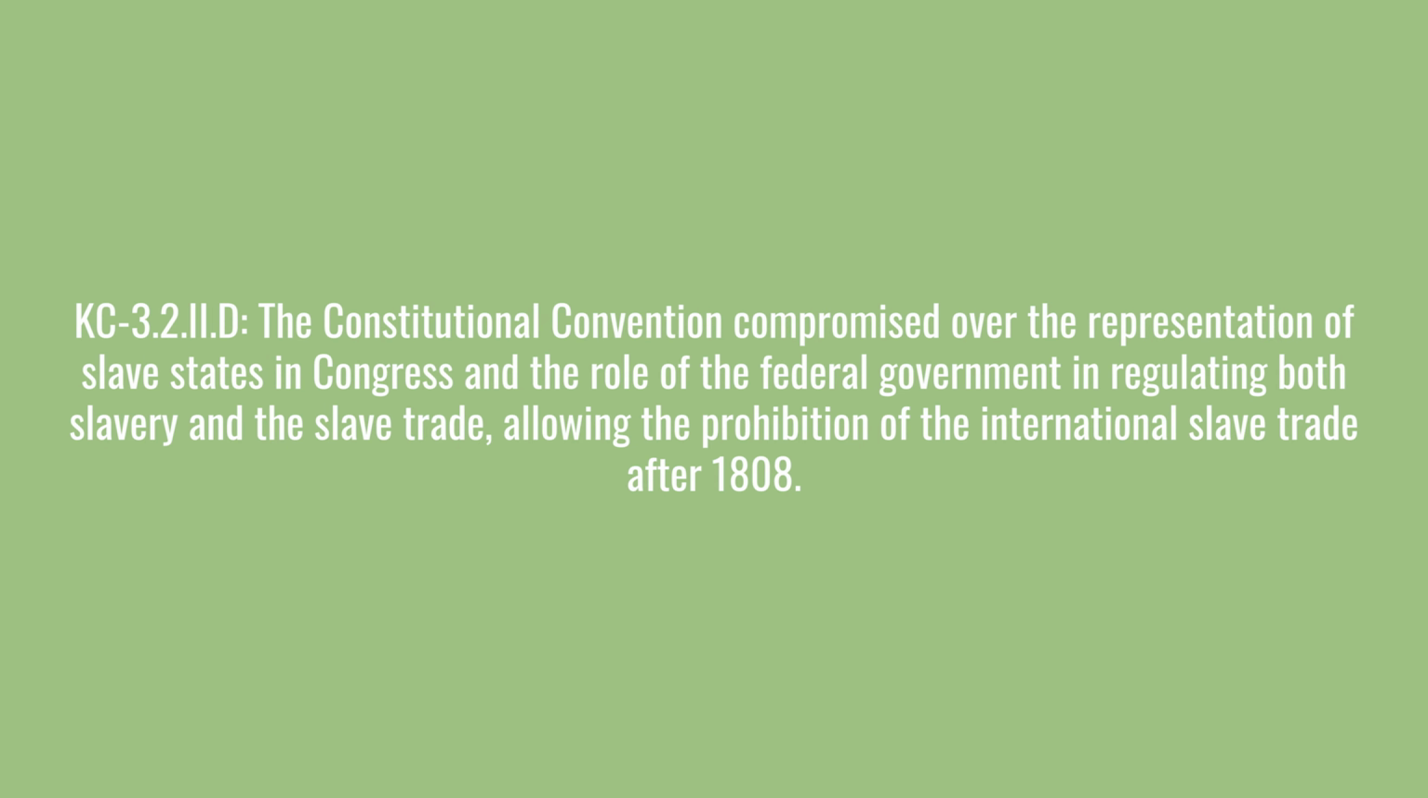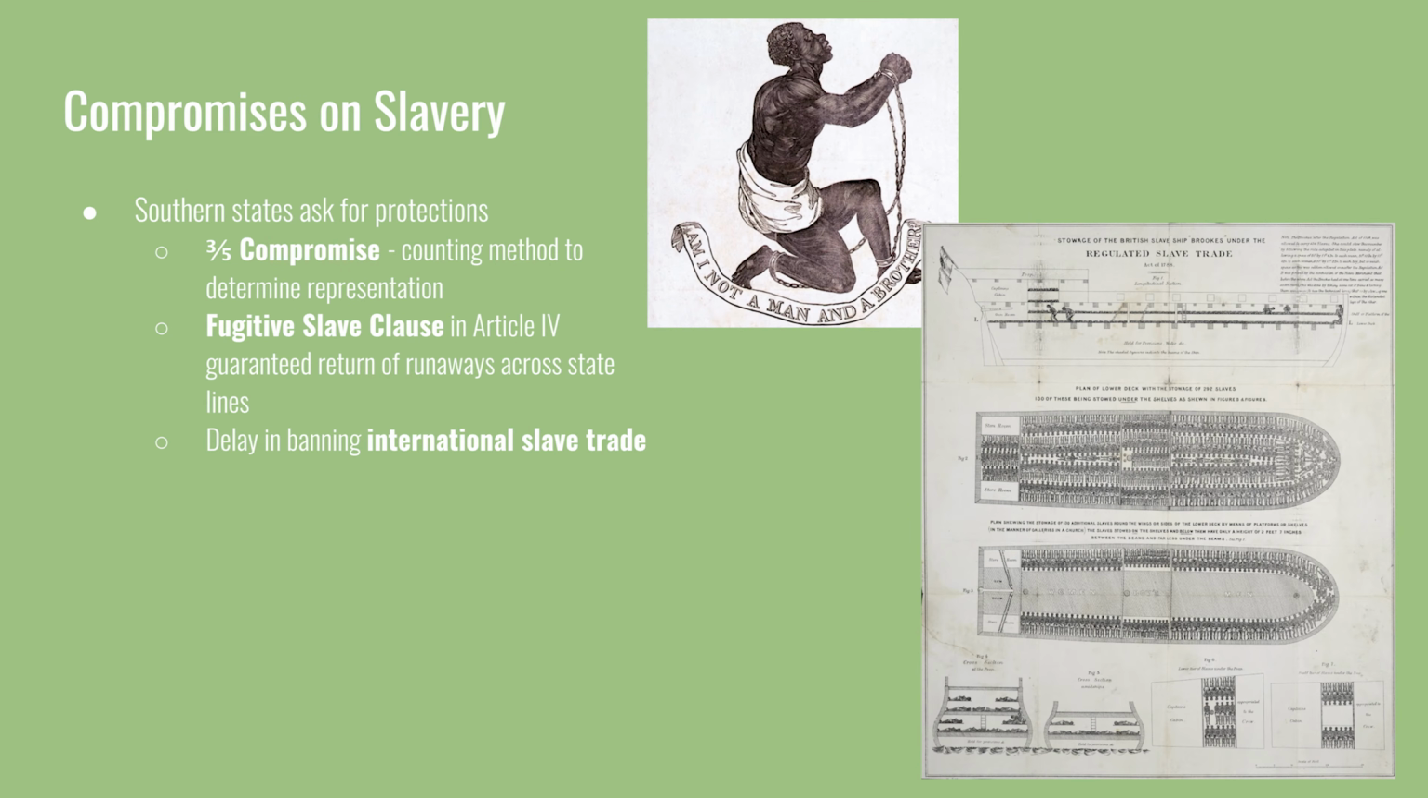The next key concept is on compromises over slavery. The Constitutional Convention compromised over the representation of slave states in Congress and the role of the federal government in regulating both slavery and the slave trade, allowing the prohibition of the international slave trade after 1808. The first of these compromises that the Southern states asked for was the 3/5 Compromise.